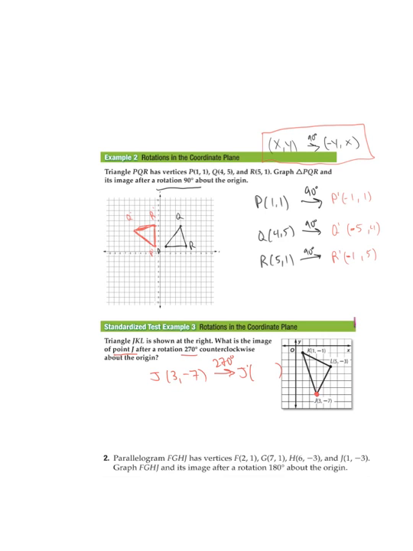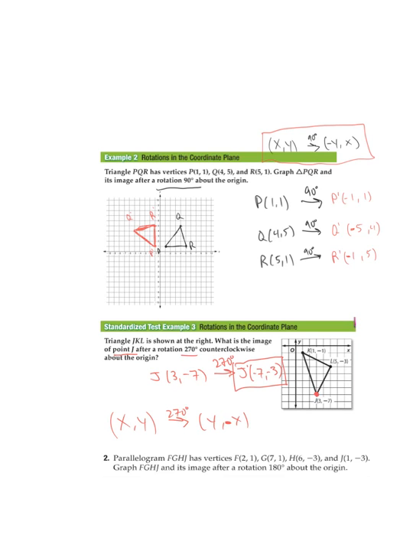As you recall, our XY ordered pair after a 270-degree rotation, you flip the ordered pair, but you change the sign of that X. So we're going to flip the ordered pair. It's (-7, 3), and we're changing that sign. So (-7, -3). That would be the image of J.